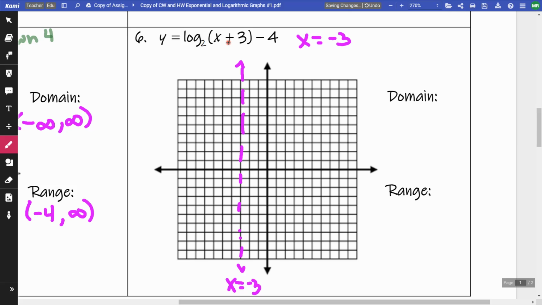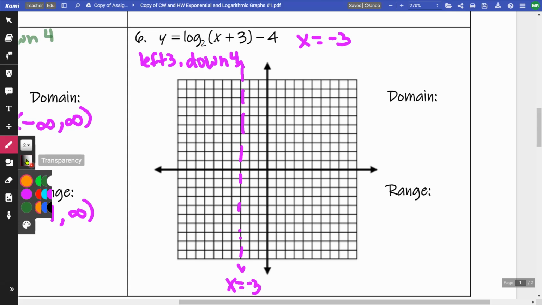And so for this one, we're going left 3, down 4. And the left 3 moves my asymptote. The down 4 is going to drop the graph. So what's going to happen is, let me just grab my. So what's going to happen is as I come down to -3, -1, 2, 3, 4, here, this is where I'm going to be going out.